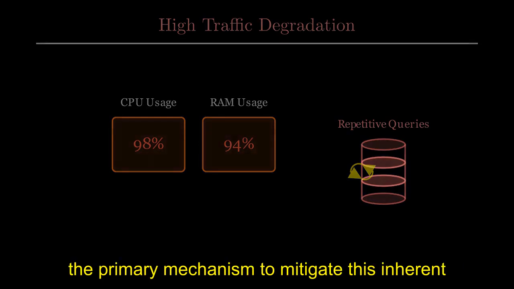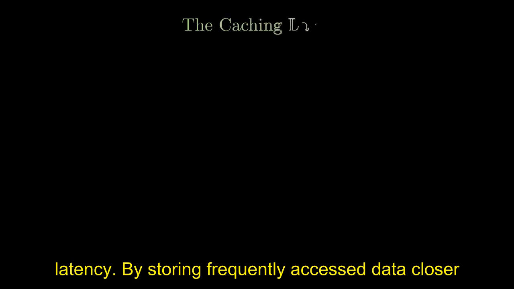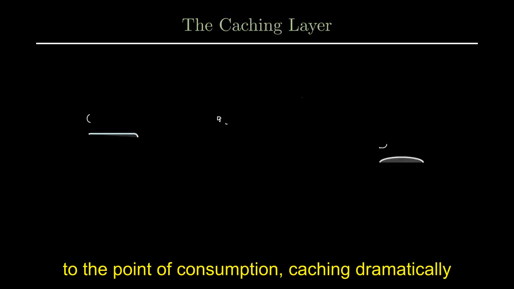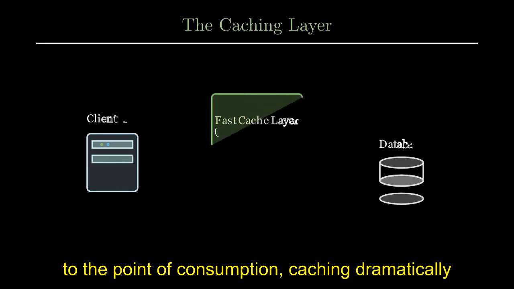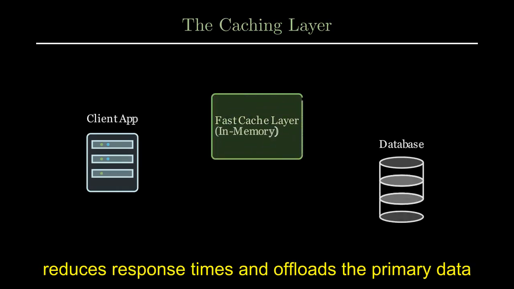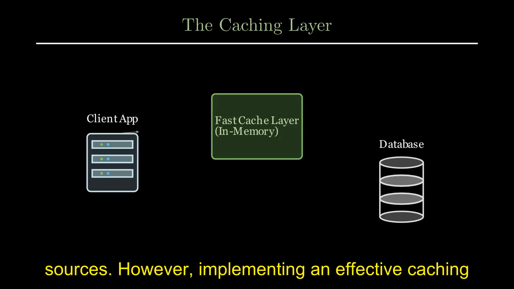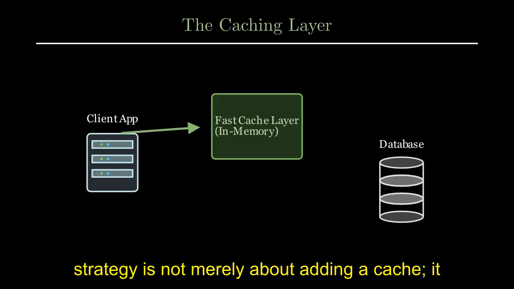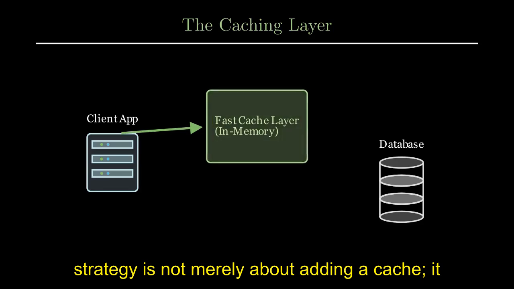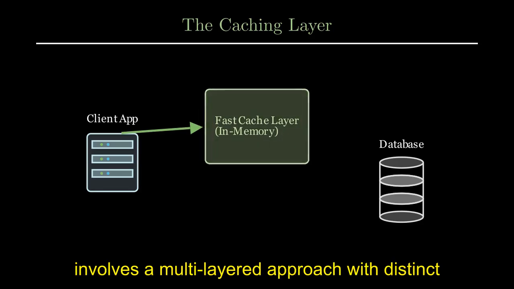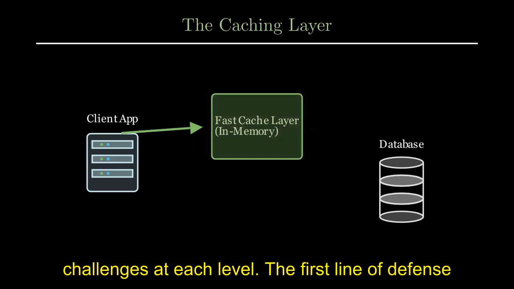Caching emerges as the primary mechanism to mitigate this inherent latency. By storing frequently accessed data closer to the point of consumption, caching dramatically reduces response times and offloads the primary data sources. However, implementing an effective caching strategy is not merely about adding a cache. It involves a multi-layered approach with distinct challenges at each level.